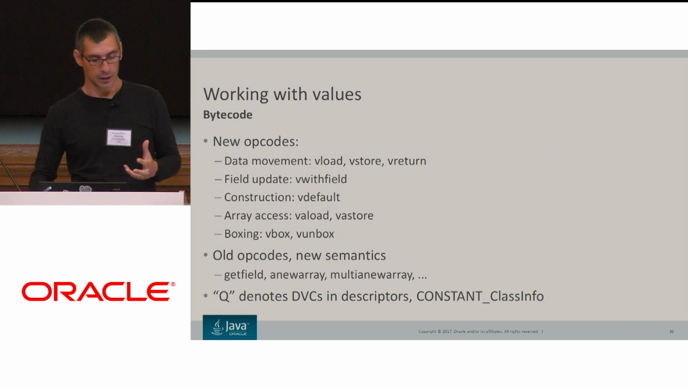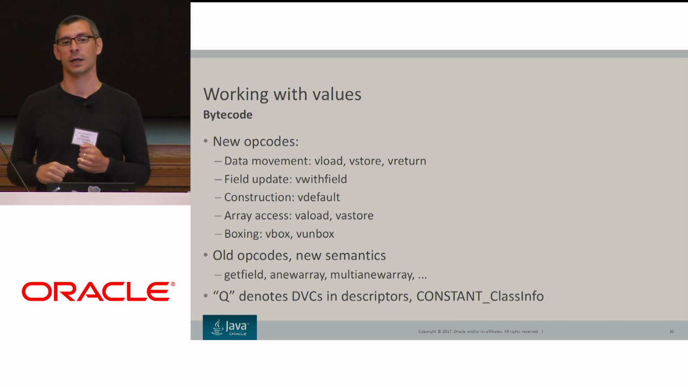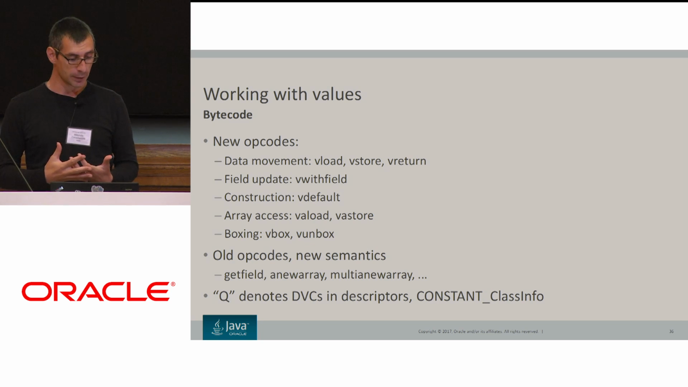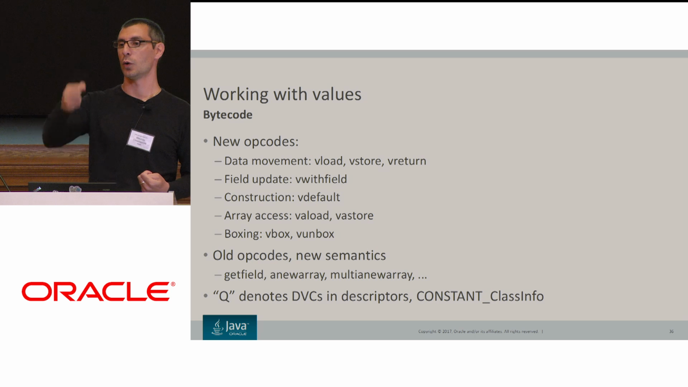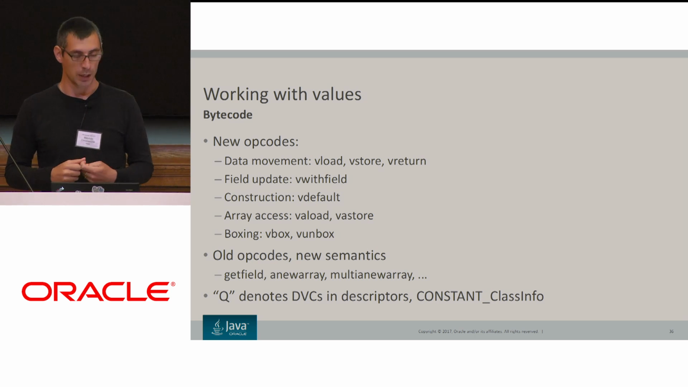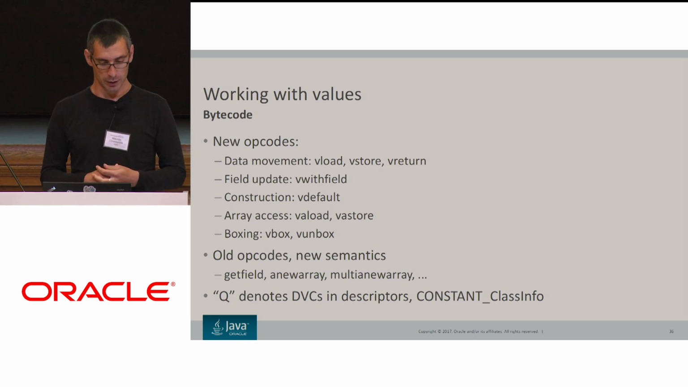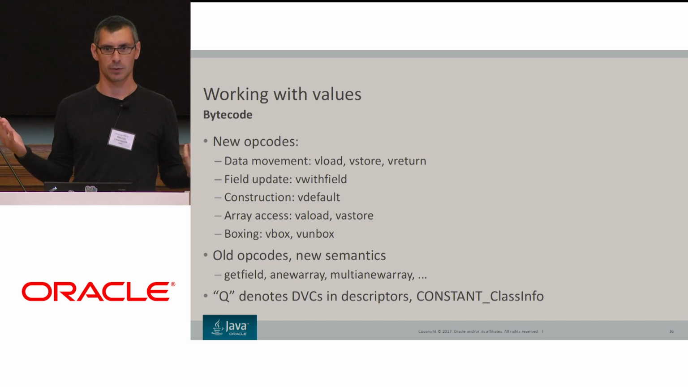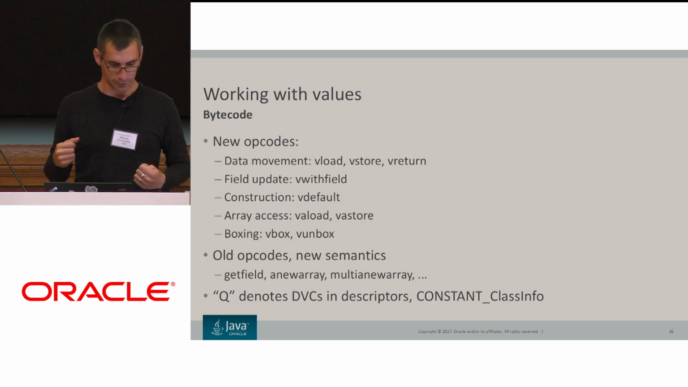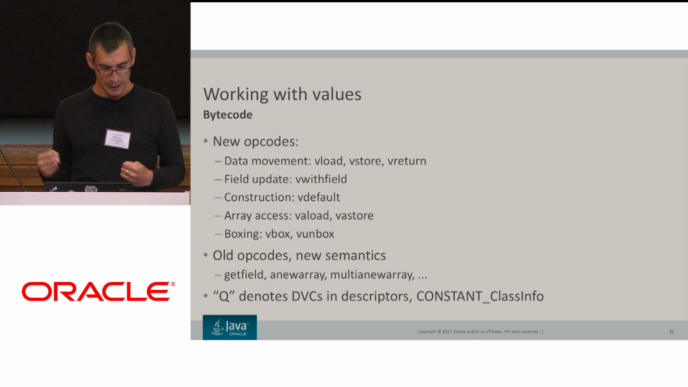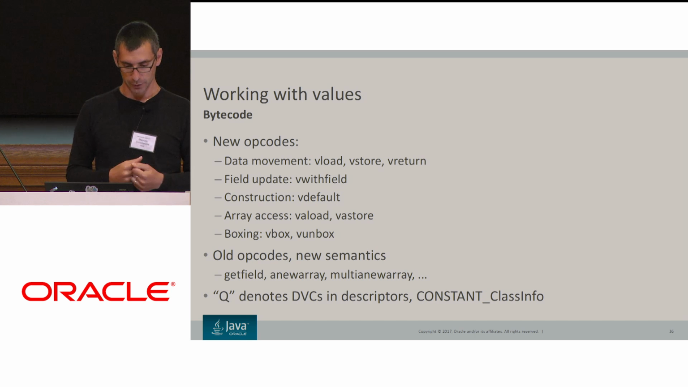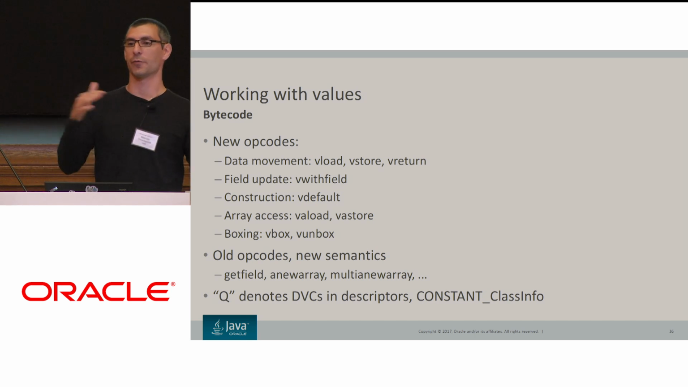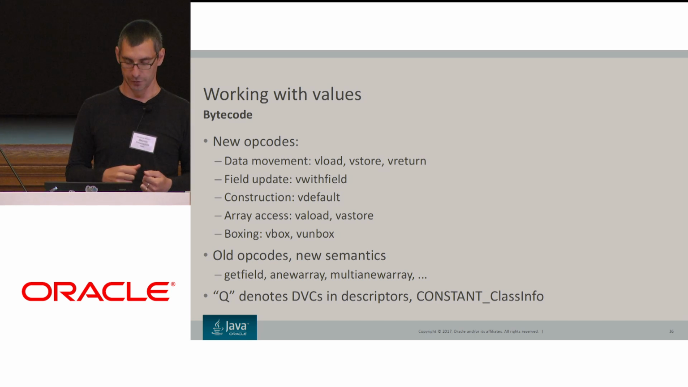So if you choose to go down the bytecode way, you get some new opcodes from the VM. Opcodes for doing data movement, of course. You need to be able to load, store, return a value. There are some opcodes to do field updates on values. You may ask, what about reading a field? Well, I will get to that later. Then you can construct a value. You can do array access, of course, and then you can do box and unbox, and that's very important. You need to be able to go back and forth between the value representation and the reference representation of a value.